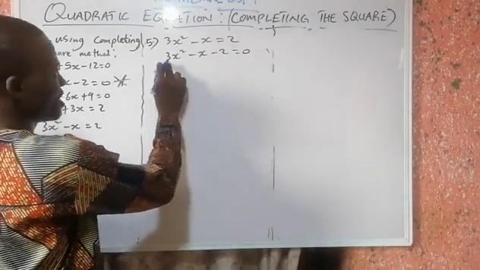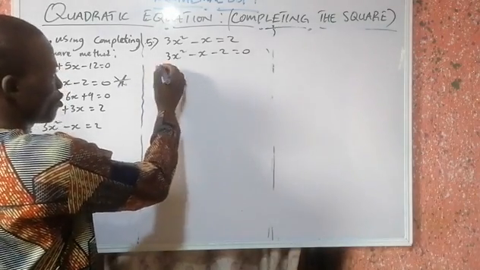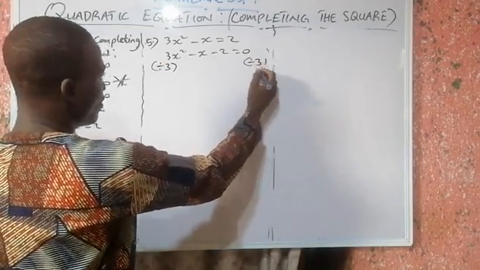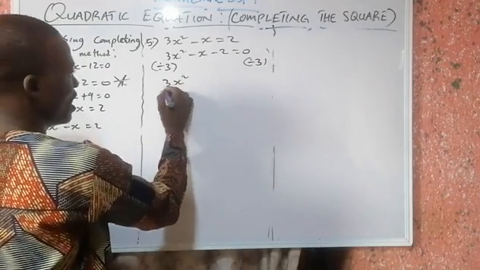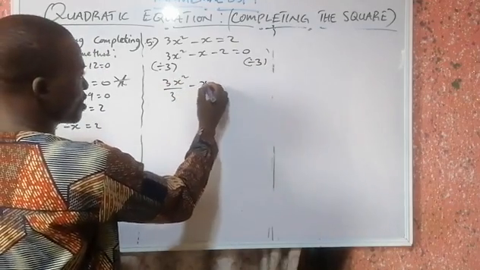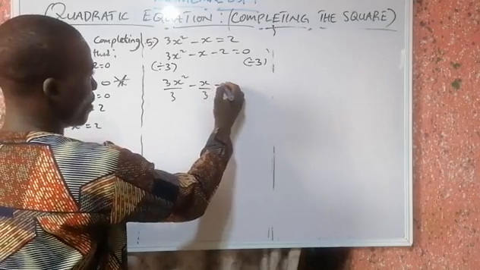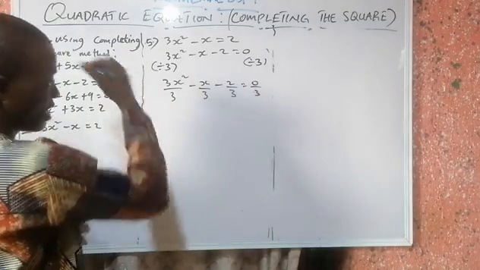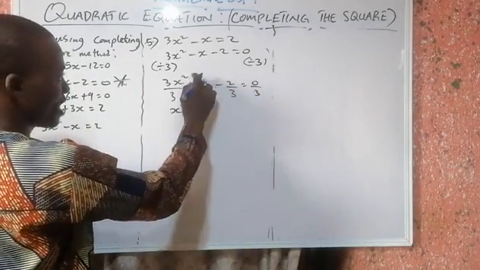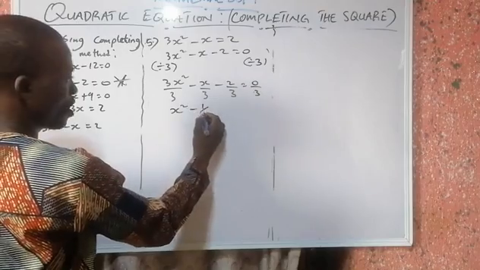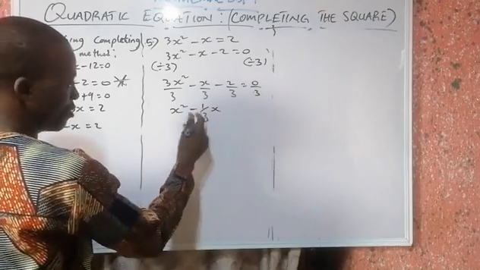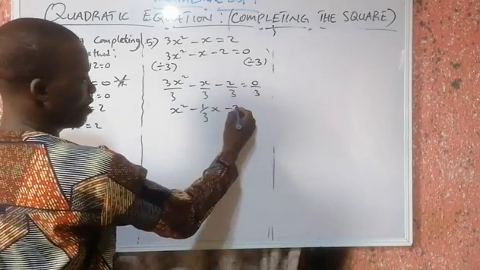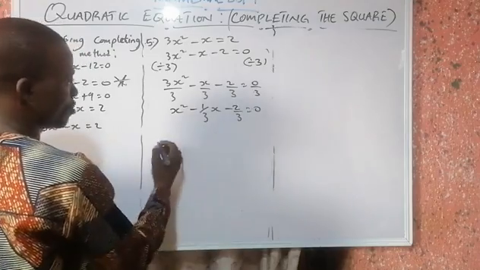So I can now see that my a is 3. Because of that, I must divide all through by 3 so that my a will become 1. That will be 3x squared over 3 minus x over 3 minus 2 over 3 equals 0 over 3. And that will give me x squared minus 1 over 3 x minus 2 over 3 equals 0.